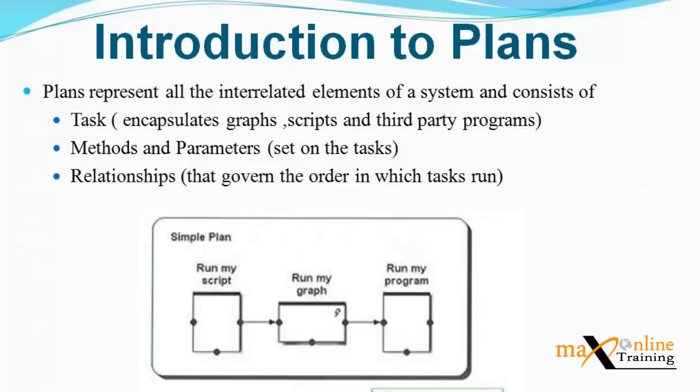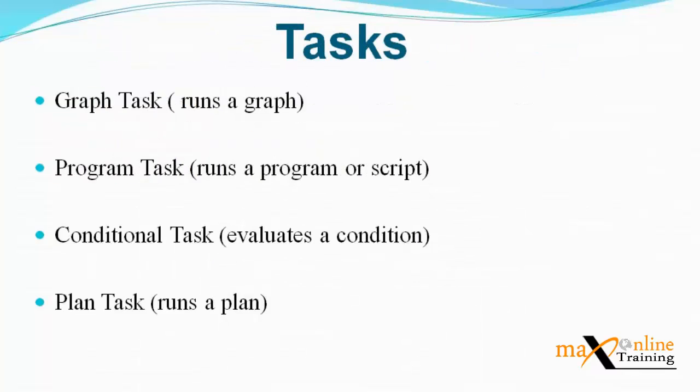And in the plan window, you can see I have one script task, and one graph task, and then one program task. These are the different tasks that are available to create in your plans. A graph task will run a graph. A program task runs a program or script. A conditional task evaluates a condition and then chooses which branch to execute. And then we have plan task. It runs a plan within a plan.